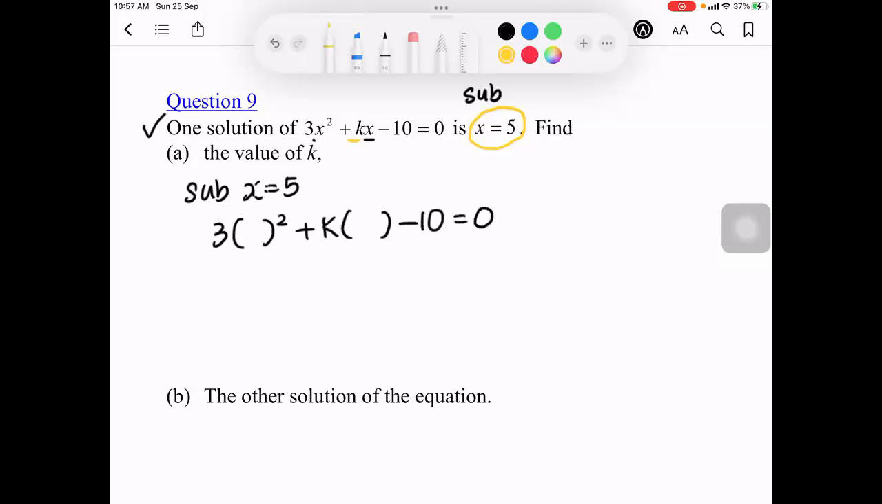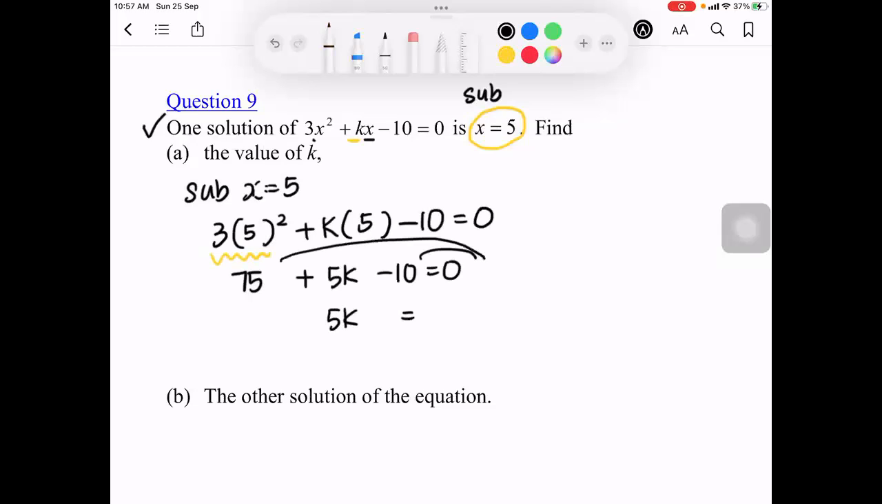So my x is now the number 5. So all these are just numbers. I'm going to calculate these. 3 times 5 squared, 75 on my calculator, plus k times 5, 5k minus 10. So keep my 5k, shift all the number to the other side. This one will be positive 10, no, negative, positive 10 minus 75.